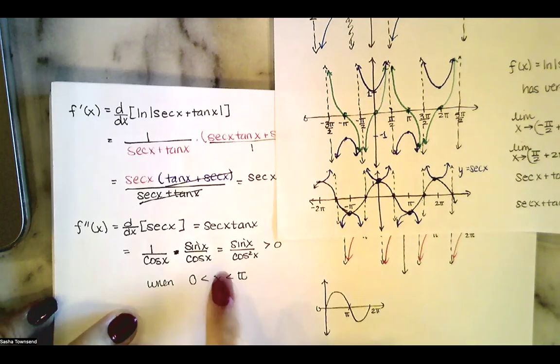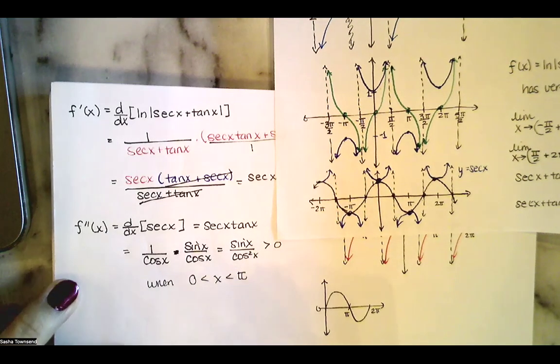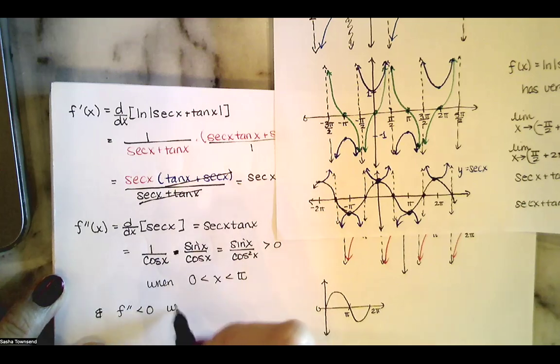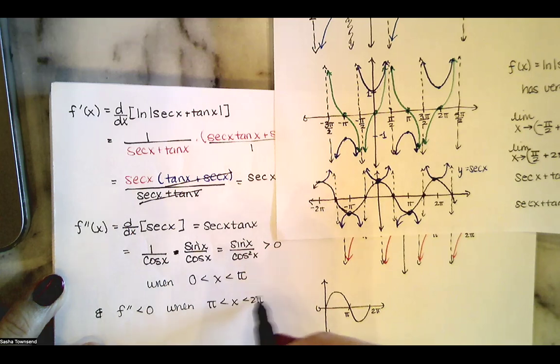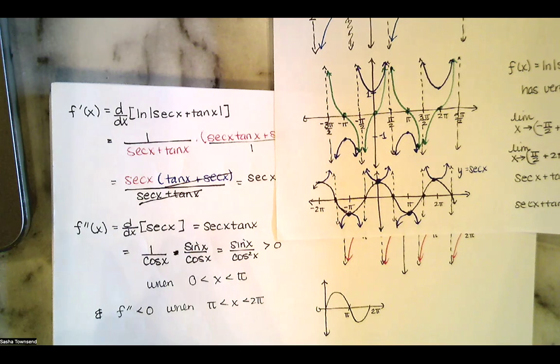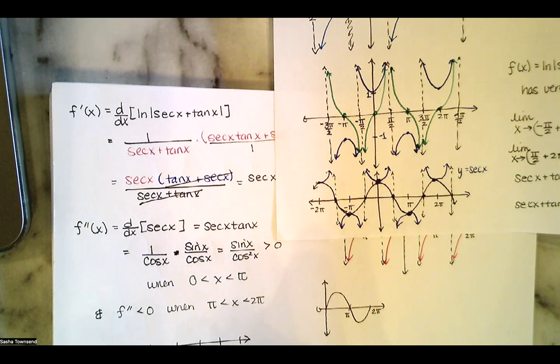And then that's going to be negative when x is between pi and 2 pi. But we still have those asymptotes at all the odd multiples of pi over 2. So what I think I'm going to see here: we have 0, pi over 2, pi, 3 pi over 2, 2 pi, and so on.